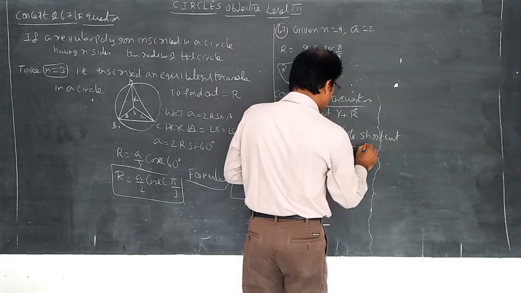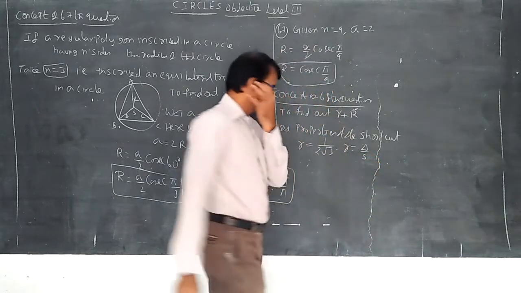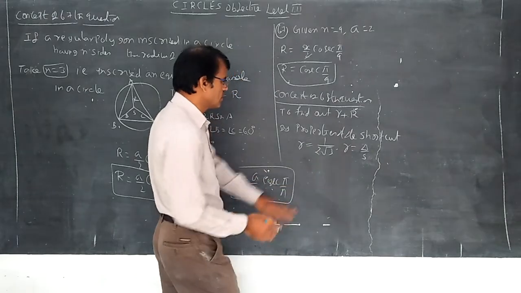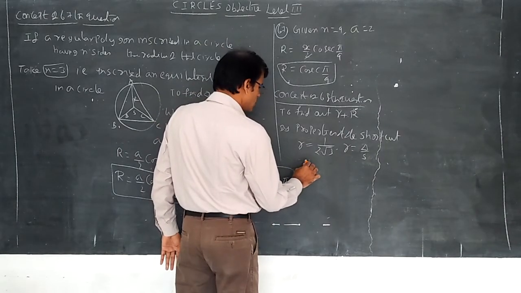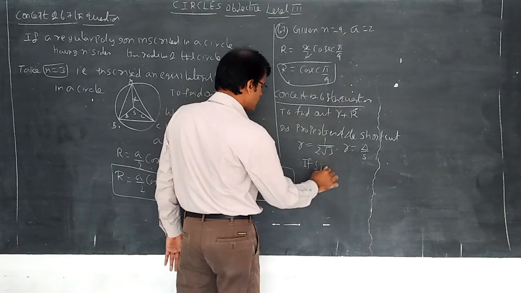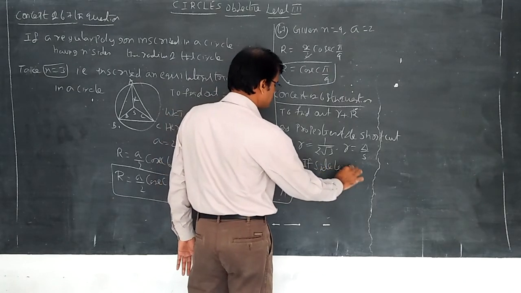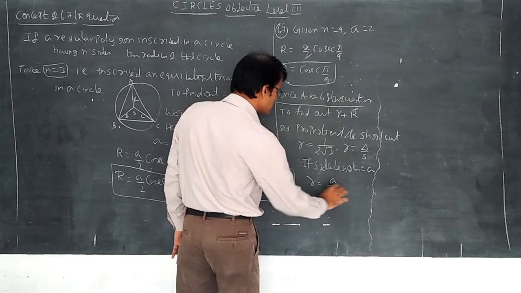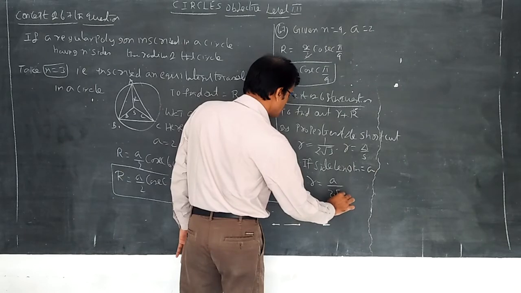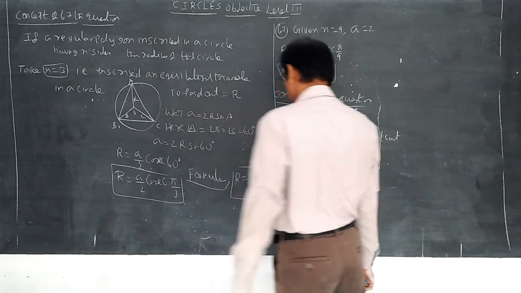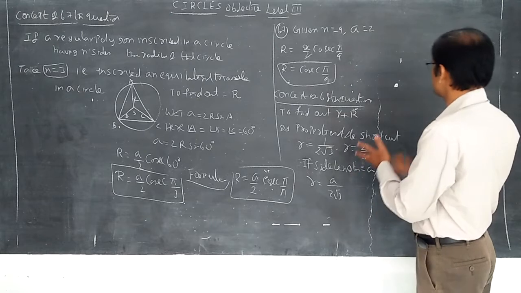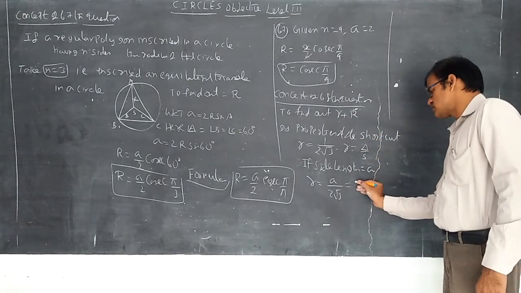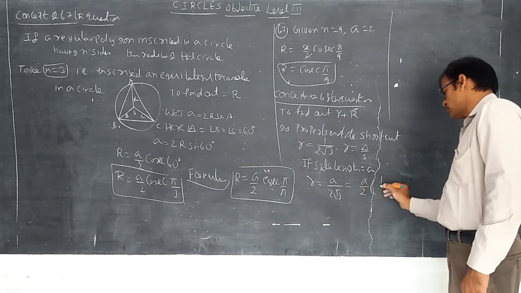Small r is equal to delta by s, where delta is equal to root 3 by 4 and s is equal to 3 by 2. Depending upon that, you will get r is equal to 1 by 2 root 3. Therefore, if the side length is equal to a, you can write small r is equal to a by 2 root 3. Of course, using the trigonometric concept, we can also say a by 2 into 1 by root 3.